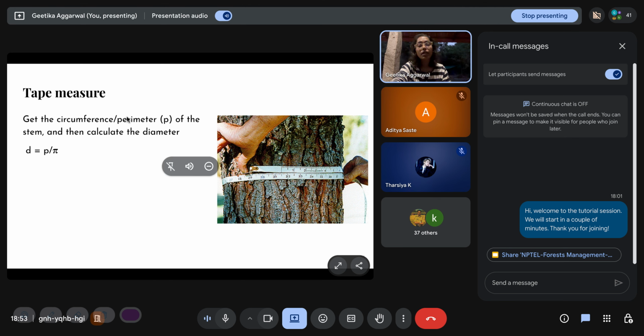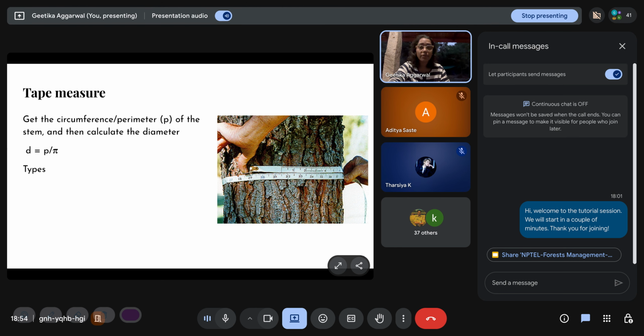Here, we are assuming that the tree is more or less circular in shape, which is one assumption that goes in when we calculate diameter in this way using the tape measure. Because your tree could be elliptical, your tree could have a random shape. They don't always come in circular shapes, but that is the error that we are going in with.